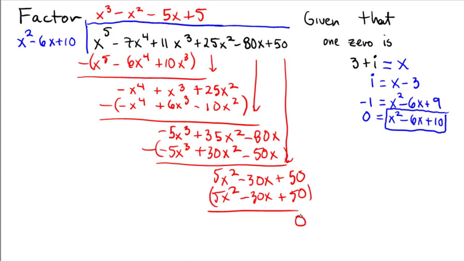Okay, so now we have this factor and this factor, the red factor and the blue factor. I'm going to pull those over onto the next page so I can continue with the factoring. Okay, our red factor was x cubed minus x squared minus 5x plus 5, and the blue factor was the quadratic that gave us those 2 complex solutions, the 2 with imaginary pieces. That was x squared minus 6x plus 10.